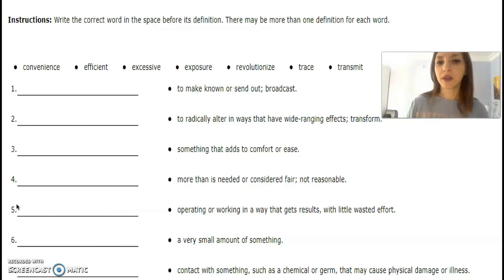Number 1, the correct answer is transmit. Good. Number 2, the answer is revolutionize. All right, radically alter. These were the keywords. Number 3, the correct answer is convenience. Okay, because conveniences make your life easy. And number 4, the correct answer is excessive. All right, because we have more than is needed. And number 5, the correct answer is efficient. And number 6, trace. And the last one, exposure. All right, so great job.